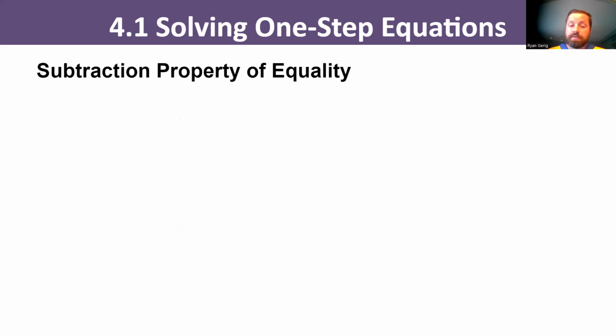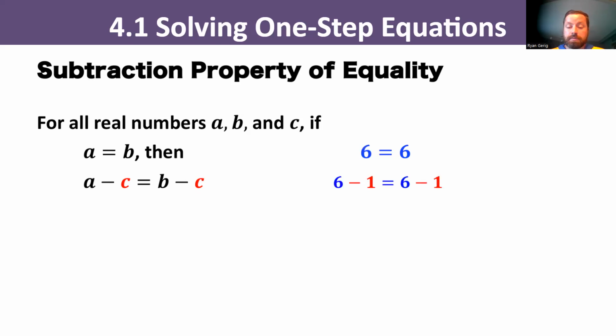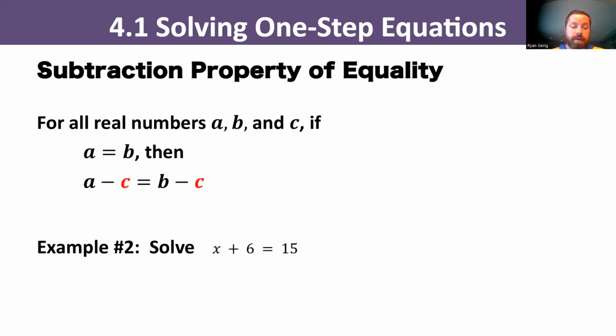The subtraction property of equality is very similar to the addition property. If I have A, B, and C, and A and B are equal, then I can subtract C from both sides, and the 2 expressions remain equal. So 6 equals 6. If I subtract 1 and subtract 1, they remain equal. How does that show up in algebra? x plus 6 equals 15. I need to undo that plus 6, so I subtract 6, but I have to do it to both sides. 6 minus 6 is 0. 15 minus 6 is 9. x plus 0, again, is just x, and I have solved my equation for x. x equals 9.